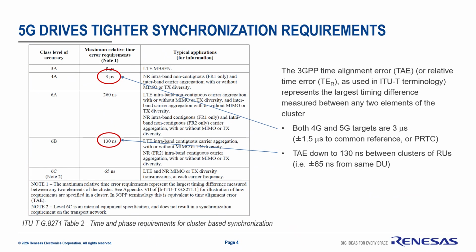If we look at synchronization, we can see that 5G is driving much tighter synchronization requirements. So we still see the known maximum time error of 3 microseconds, which was both 4G and 5G targets. But because of the disaggregation of some of the equipment being used for the radio access network, some of the tighter alignments needed between the clusters of radio units need to be within 130 nanoseconds peak to peak, or plus minus 65 nanoseconds from a common distribution unit.